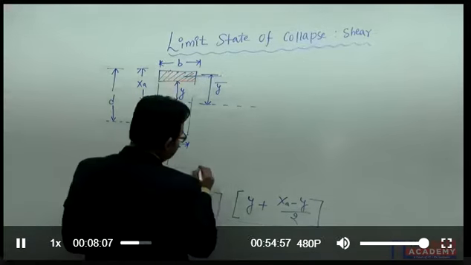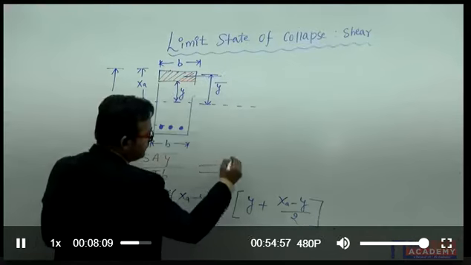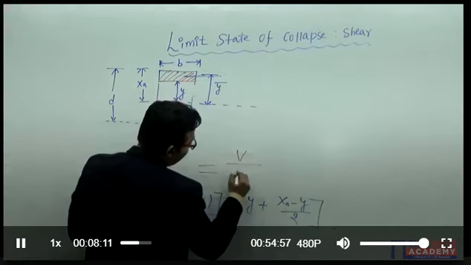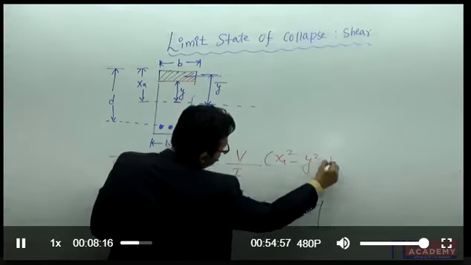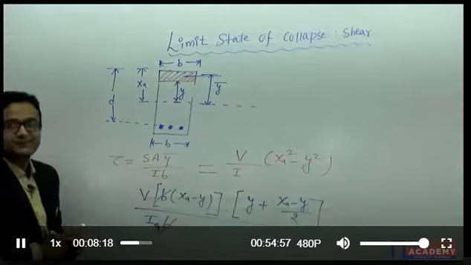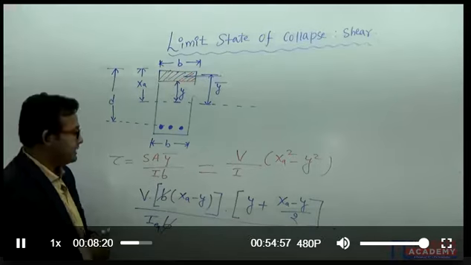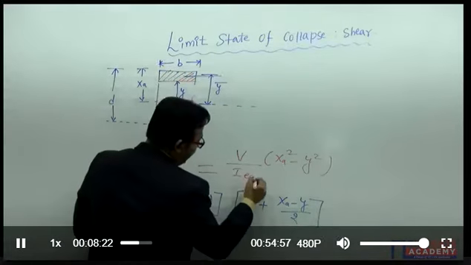And I will be getting here the shear stress equal to V divided by I into (XA square minus Y square). And this I is your equivalent I.